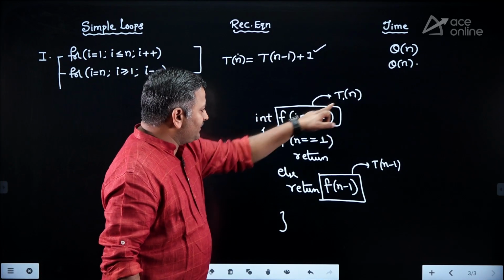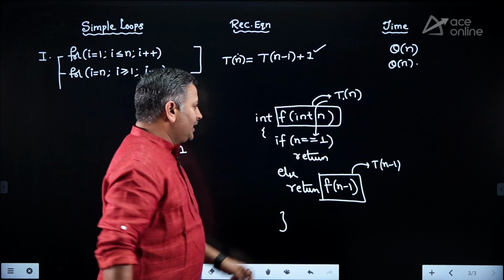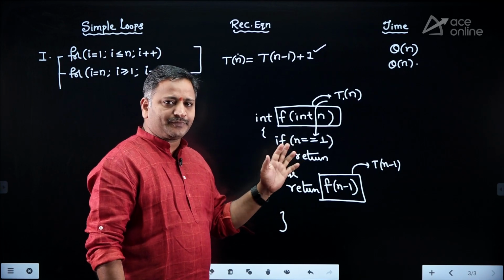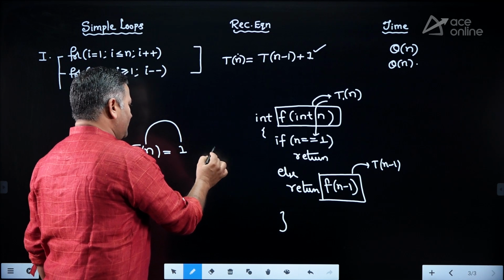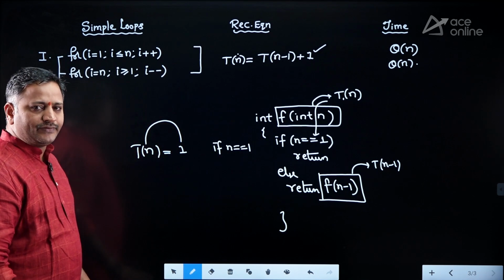So, with this given input n I am calling 1 time. With that 1 time I am entering the function body. If it is meeting the base condition, we can stop the process. So, I can say one function call if n value is equal to 1, right? If n value is equal to 1, only one function call.